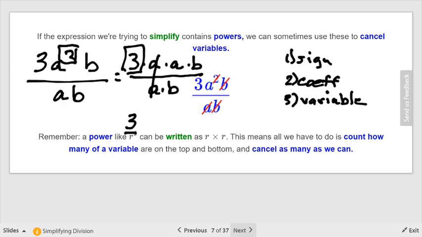Now then I have another a up there. Is there another a in the bottom to use? Be careful. No, the one in the bottom I've already used. So that means I'm still going to get an a in my answer. Then I have a b divided by a b. Those are going to divide away and make a what? 1. But do I need to write the 1? No. So 3a is my answer.